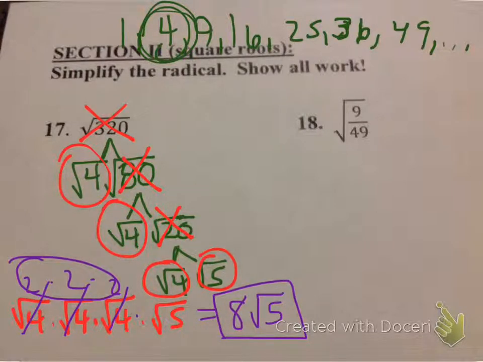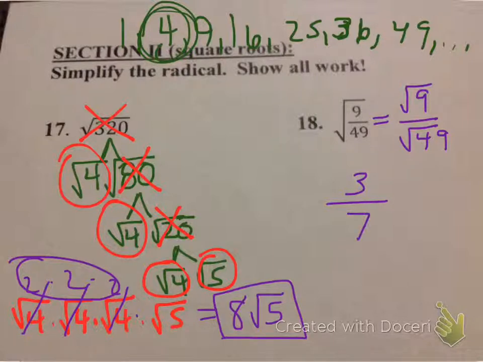For number 18, a lot of people got this problem and had no difficulty with it, but if you did have difficulty with it, look at this. I have the square root of 9 over the square root of 49. The square root of 9 is 3. The square root of 49 is 7. Once you take the square root of something, the square root symbol is gone. So the answer for this is just 3 over 7.